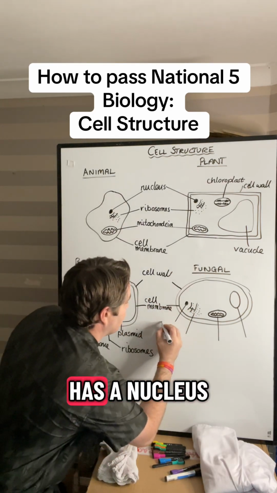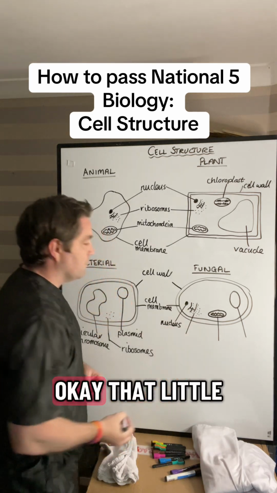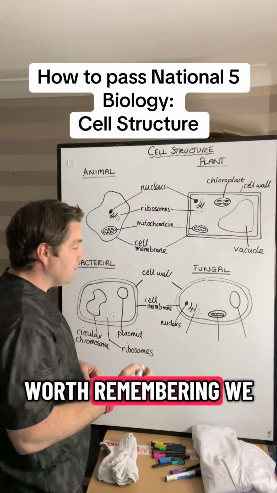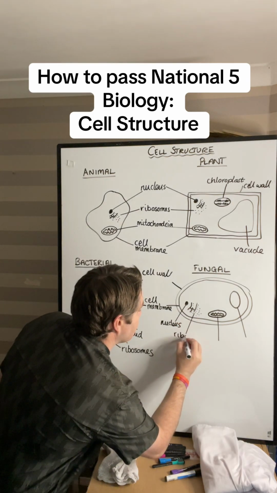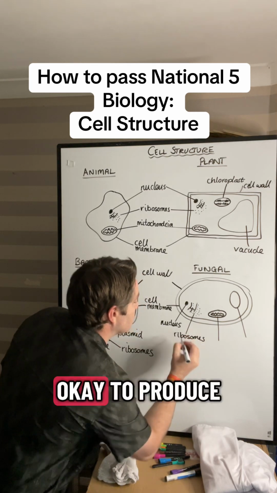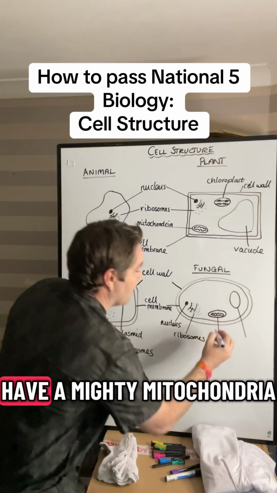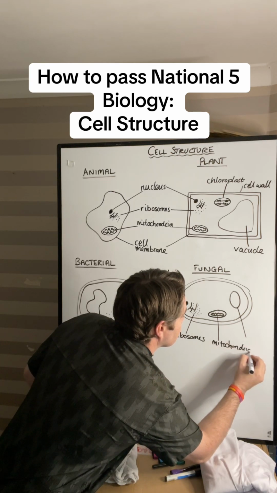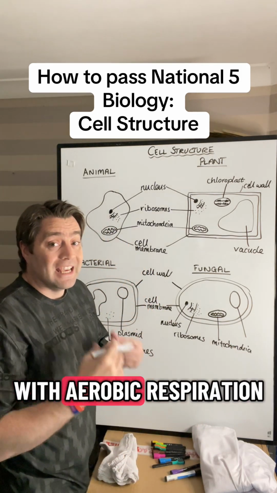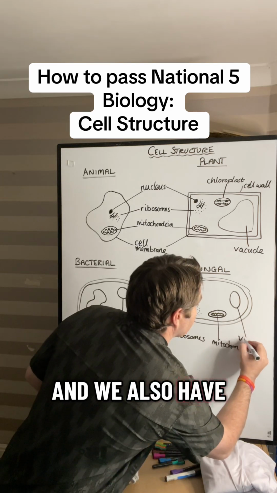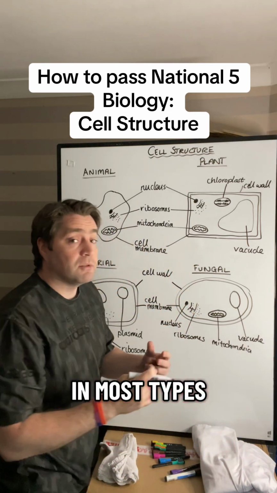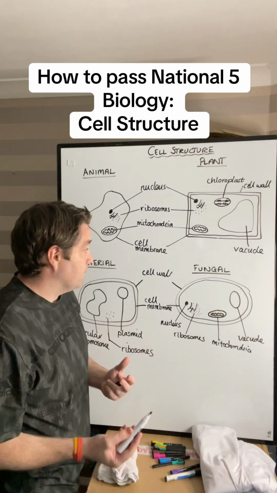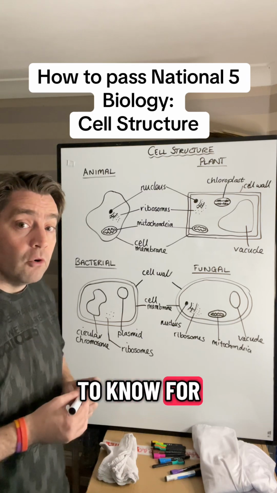The fungal cell has a nucleus, that little black dot there. You'll note the bacterial cell does not have a nucleus. That's well worth remembering. We have ribosomes in our fungal cell, to produce proteins, protein synthesis. We have a mighty mitochondria to help us with aerobic respiration. And in most types of fungal cells, we have a vacuole as well, similar to the vacuole in the plant cell. So those are our 4 cells that we need to know for the National 5 exam.